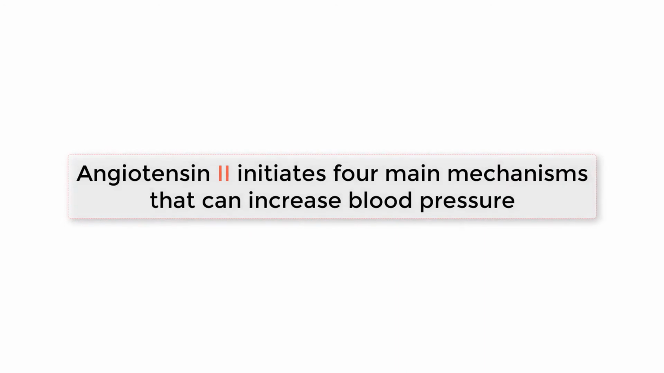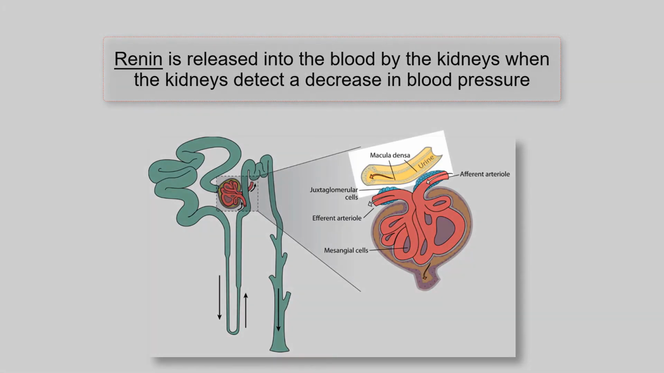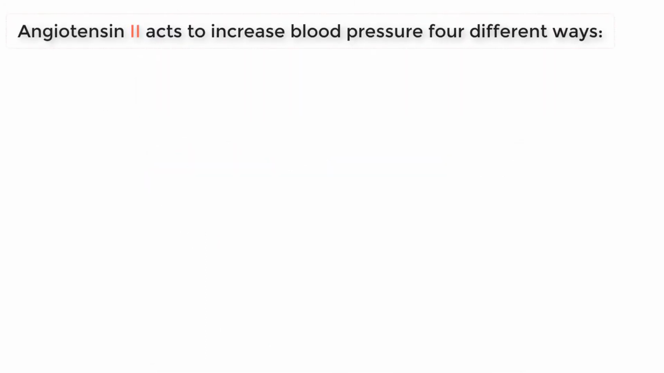Number 4. Angiotensin II initiates 4 main mechanisms that can increase blood pressure. Renin is released into the blood by the kidneys when the kidneys detect a decrease in blood pressure. The macula densa is a portion of the nephron that is able to detect levels of sodium and chloride ions in the blood. When sodium or chloride ions decrease, this is detected by the macula densa as a decrease in plasma volume and a decrease in blood pressure. As a result, renin is released by the kidneys into the blood, leading to the eventual formation of angiotensin II. Angiotensin II acts to increase blood pressure 4 different ways.